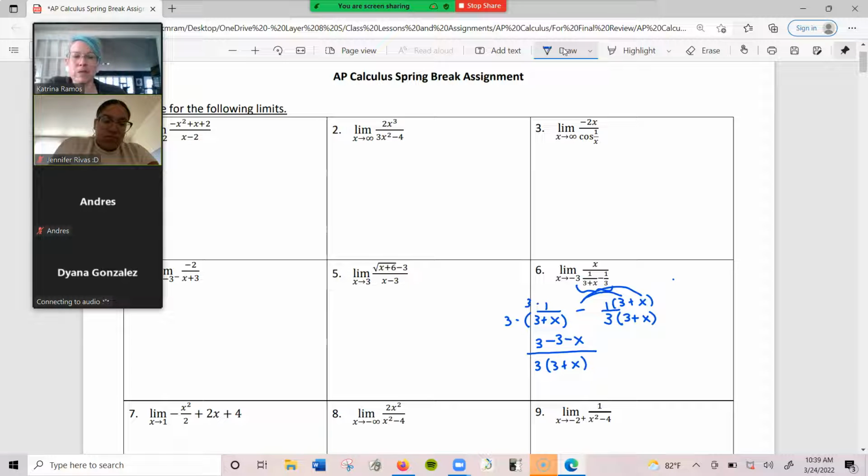Okay, these 3's here obviously cancel. So what we're left with in the denominator for this whole thing is negative x over 3 times 3 plus x. That's my new denominator instead of all of this. So we have x over negative x over 3 times 3 plus x.